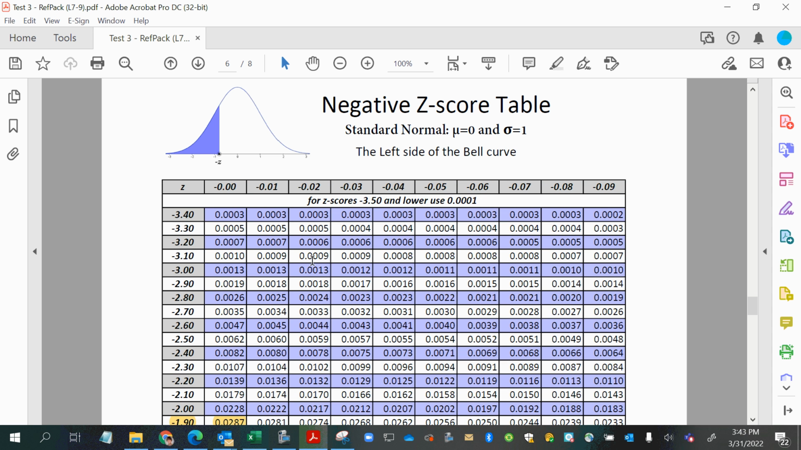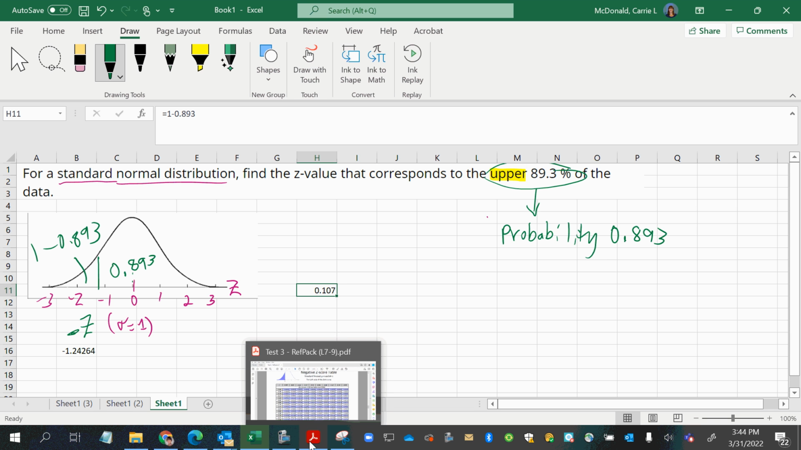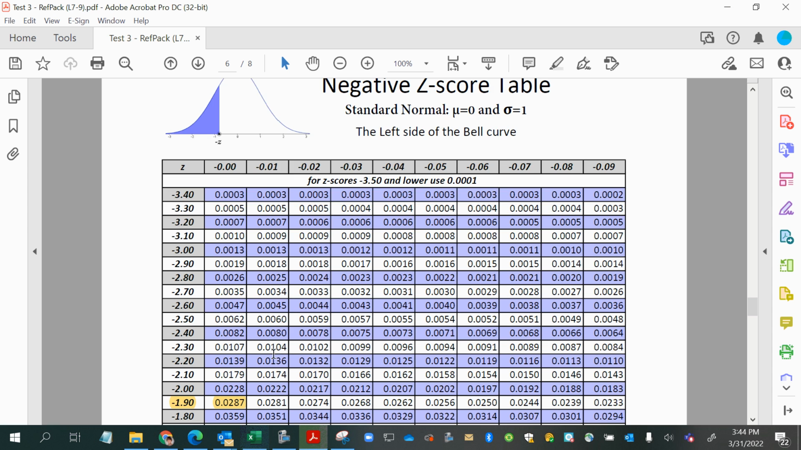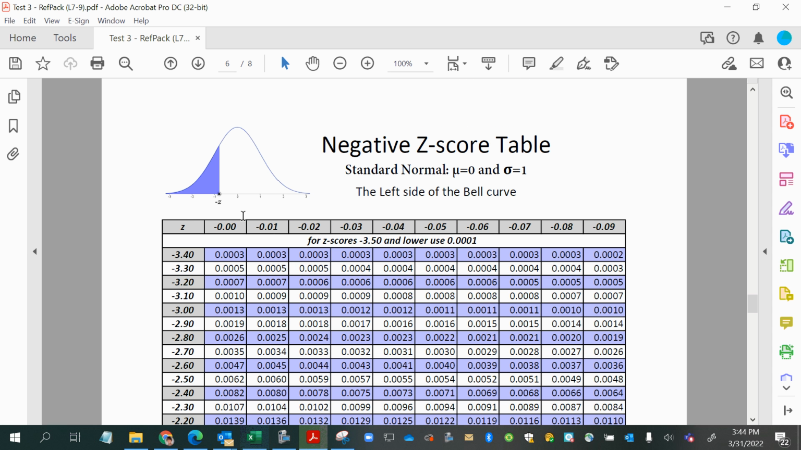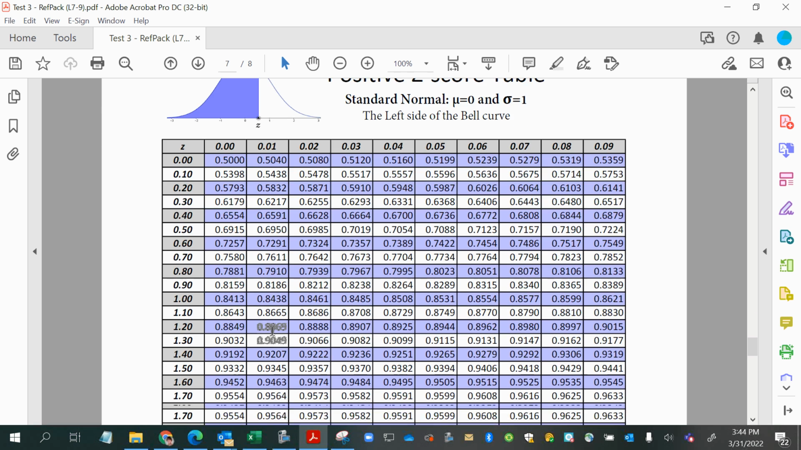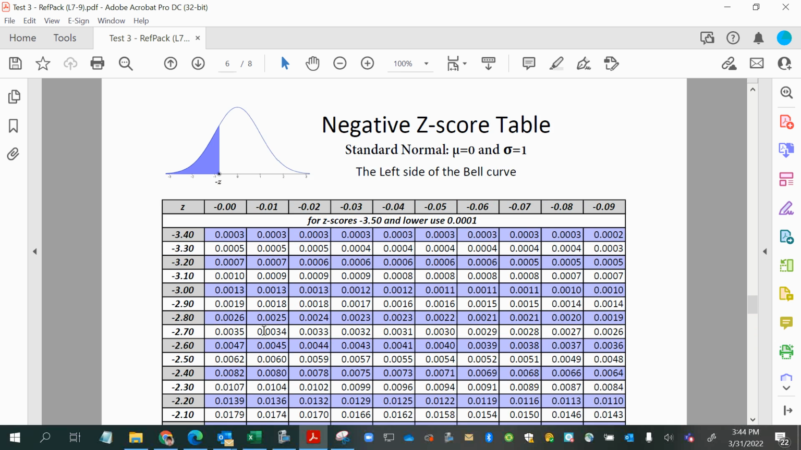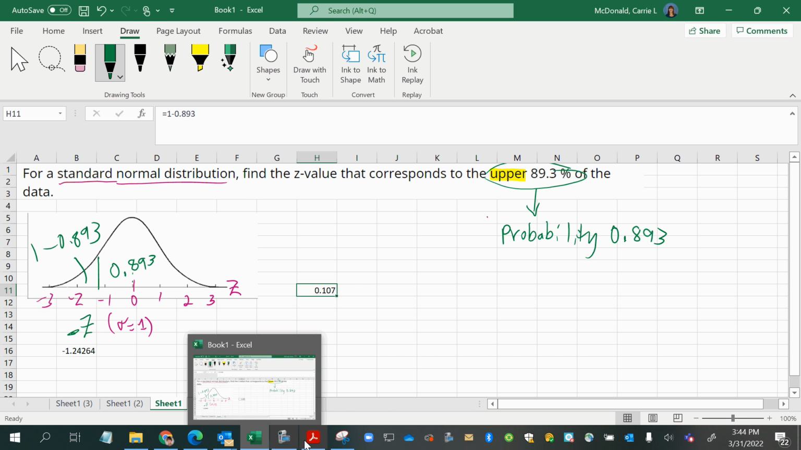And again, I knew I was looking in the negative z-score table, but even if you didn't know that, if you tried to find this area 0.107 on the positive side of the z-score table, you would not be able to. It's only if your z-score tables are set up like mine is, with areas to the left, with a negative z-score table and then a positive z-score table. All the areas in the positive z-score table will be greater than 0.5, and all the areas in the negative z-score table will be less than 0.5. So I'm only going to find 0.107 in the negative z-score table.